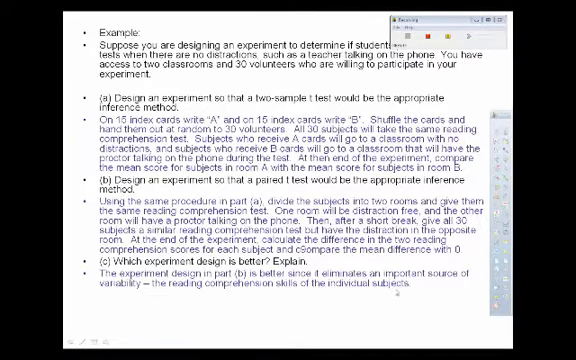In this case, the experiment design in Part B is better since it eliminates an important source of variability: the reading comprehension skill of the individual subjects. In other words, if somebody is a poor reader, that's going to skew our data. So that's why if we switch rooms, it eliminates that variable.